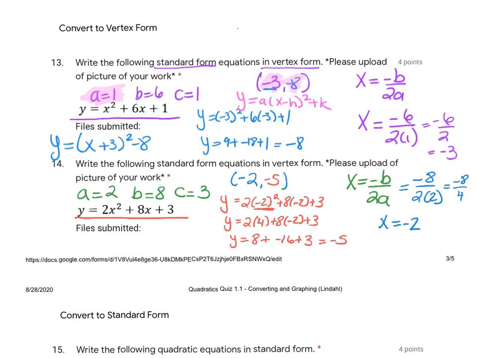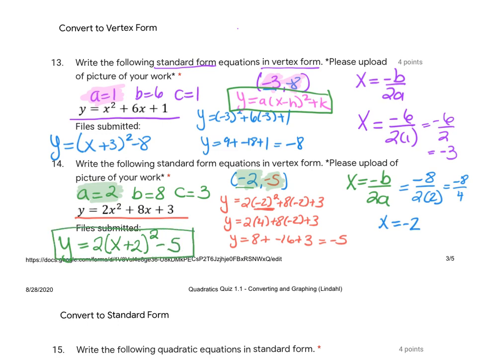So my final step is to write this in vertex form. So vertex form looks like how I wrote it up here: y equals a times x minus h squared plus k. So I'm going to have y equals, well, my a is 2, my h is negative 2, and my k is negative 5. So I'm going to have y equals 2 parentheses x minus a negative 2, so it's going to be x plus 2 squared minus 5. And that is what my final answer will look like.